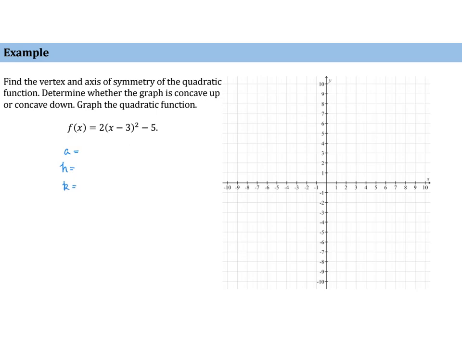So a is the coefficient 2, and we're subtracting 3 from x, so h is 3, and k is negative 5. So our vertex is 3, negative 5. Our axis of symmetry is x equals 3, and a is positive. So since it's positive, it's concave upward.